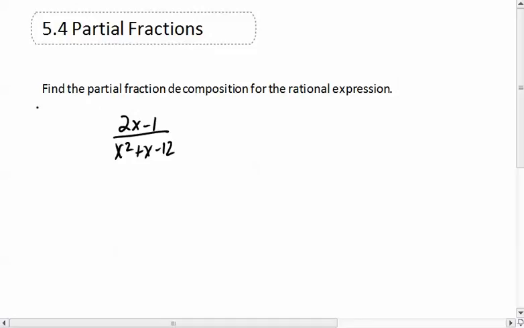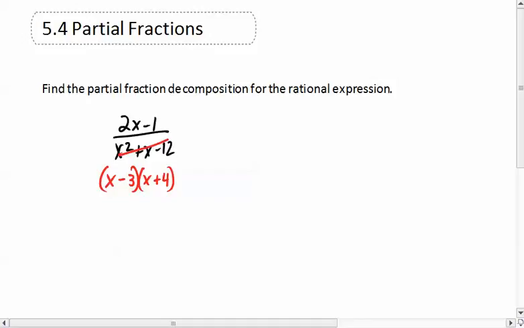It says to find the partial fraction decomposition for the rational expression. So the last one that we did on the other video, I actually had it set up for you already, and so this time I want to show you how to set it up on your own. So this is the part that you would do on your own. You would actually realize that this right here is actually this when we factor it: x minus 3 and x plus 4. So the first thing you want to do is to factor the bottom of the rational expression.